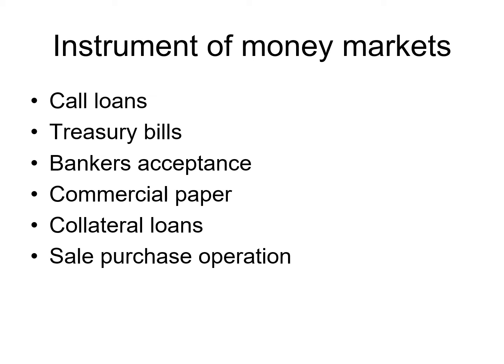Then we have the next instrument, commercial papers. These are short-term securities issued by corporate firms, mostly to finance their short-term needs, like their working capital and other short-term needs. Then we have a collateral loan. These are loans given by banks or other financial institutions, mostly on movable property, or we can say on raw material or any other thing, but these loans are given for 1 year or less than 1 year. Then we have sale purchase operations, which are also called repos. These are securities which are issued with the promise that the company will buy back these securities at some future time.